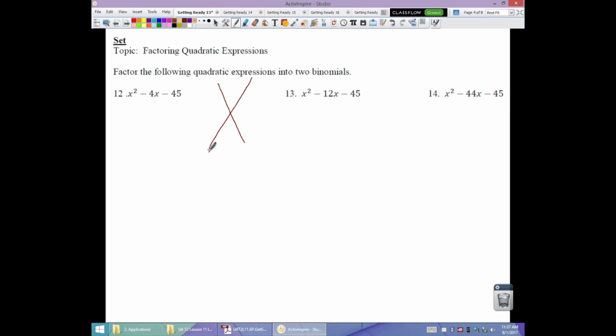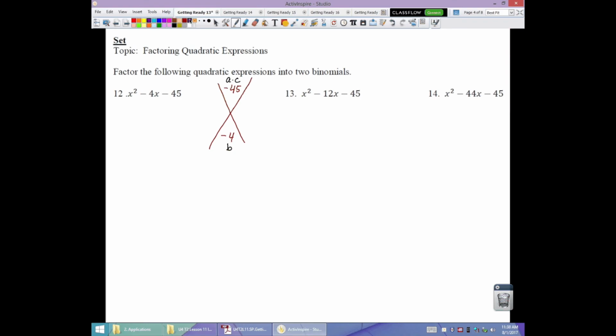So we make this little magic x here. In the top of it, we write our desired product. That comes from multiplying a times c. So 1 times negative 45 is negative 45. The desired sum is the middle term, the middle coefficient b, so negative 4. And now we're looking for two factors of negative 45 that have a sum of negative 4. Okay. So again, I got the negative 45 from doing a times c, and the negative 4 comes from the b.